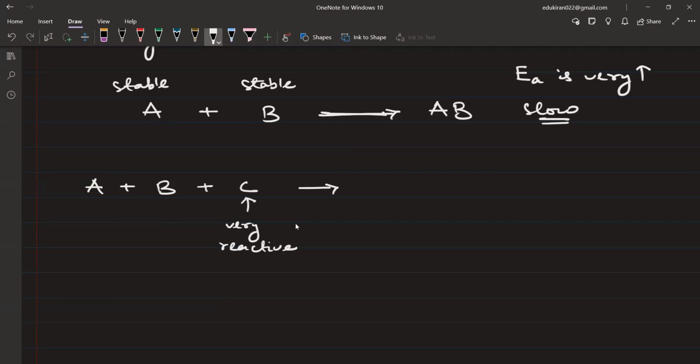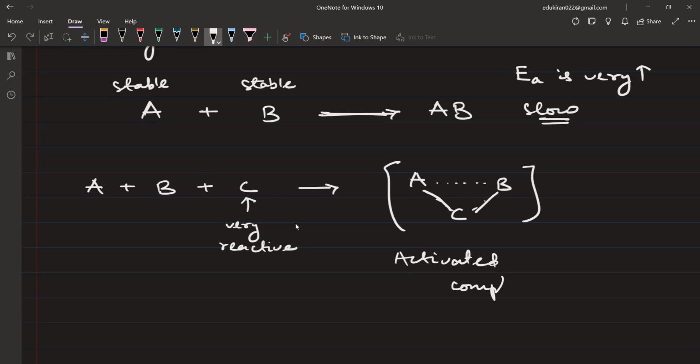This catalyst, what will it do? It will bring A and B together. Let us suppose this catalyst binds with both B and A. Now, since A and B are both stable, they were very far away. But now the catalyst is binding with A and B and getting them closer. Now they can combine and react. So this is known as the activated complex. Once A and B react, I will get AB plus C.